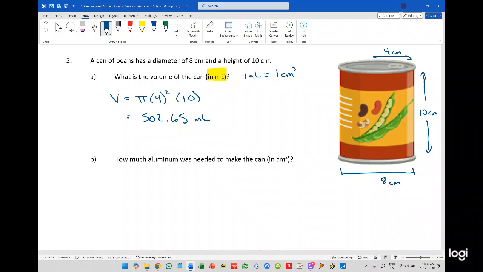All right, how much aluminum is needed to make the can in centimeters squared? Now, we're not specifically told to find the surface area, but it's kind of hinted at there, specifically between being centimeters squared and needing to know how much stuff goes around the outside.